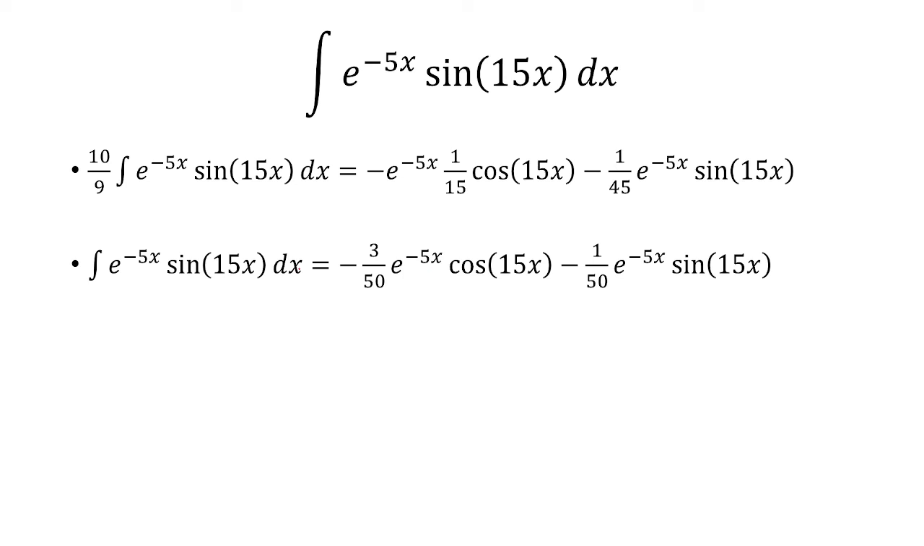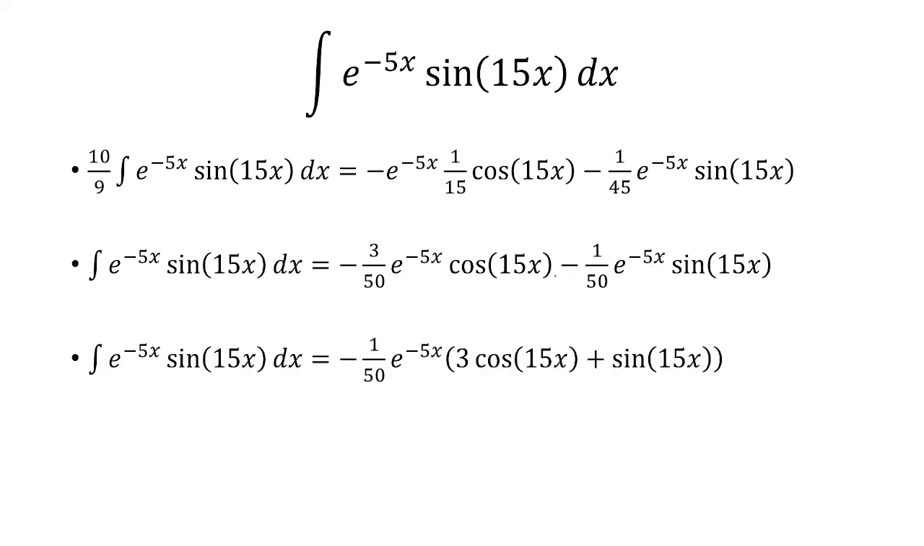And so this is my integral. Now I can factor out a negative 1 over 50 times e to the negative 5x, and what's left is 3 times cosine of 15x plus sine of 15x, and that is my answer.